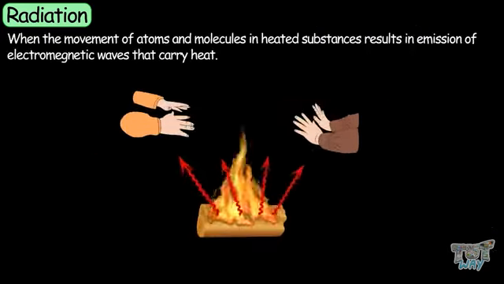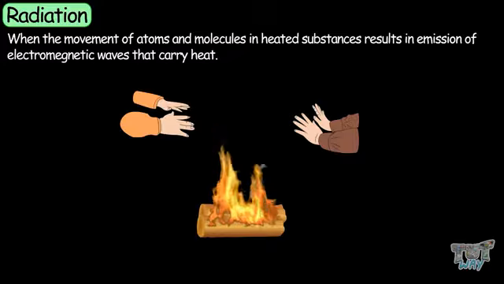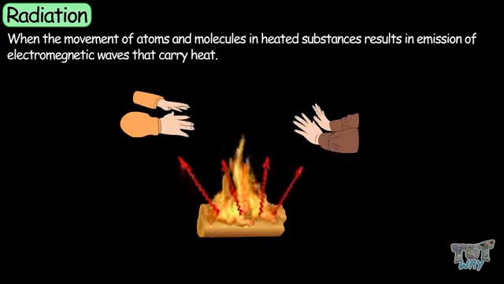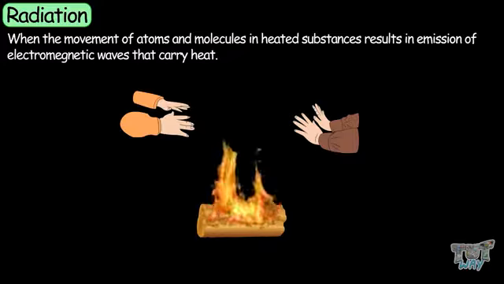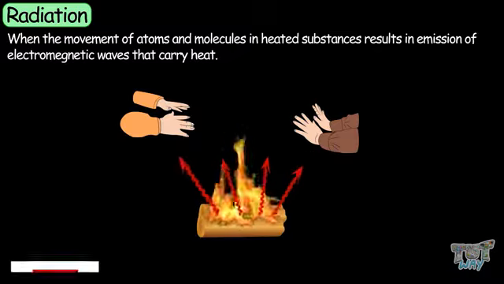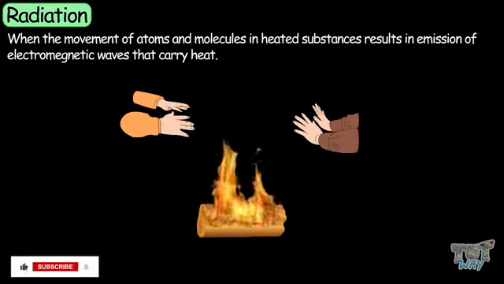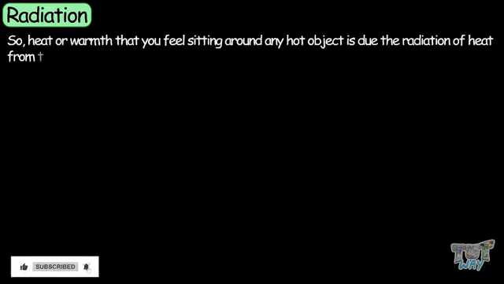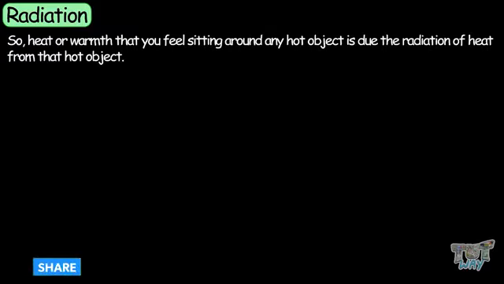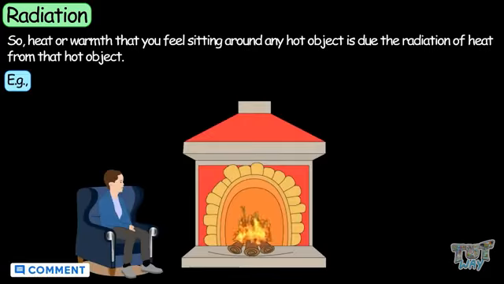In the case of radiation, random movements of atoms and molecules in heated substances result in emission of electromagnetic waves that carry heat. So the heat or warmth that you feel while sitting near any hot object is due to the radiation of heat from that hot object. For example, sitting near a fireplace, you feel warm due to the radiation of heat from the fire.